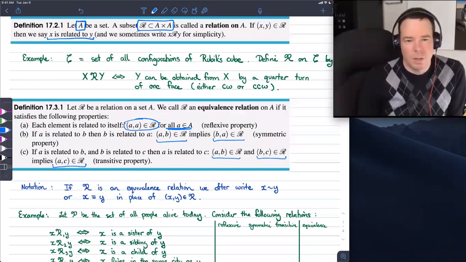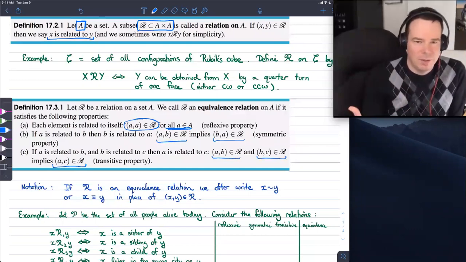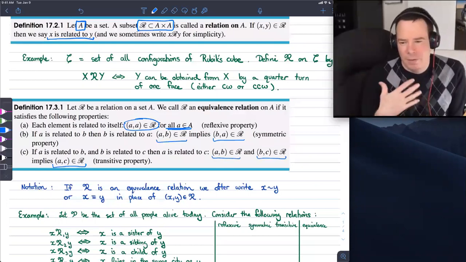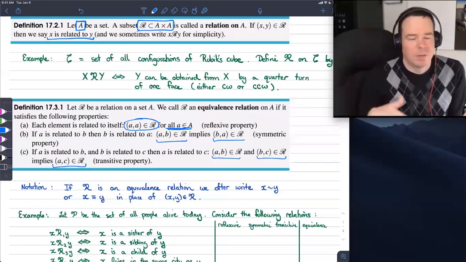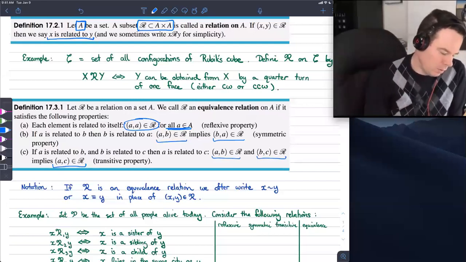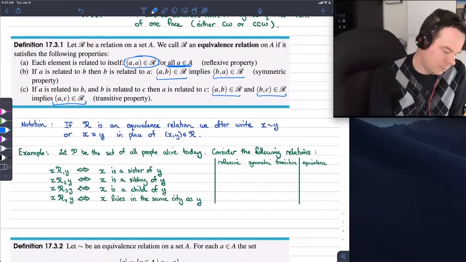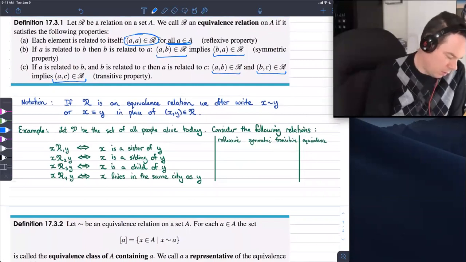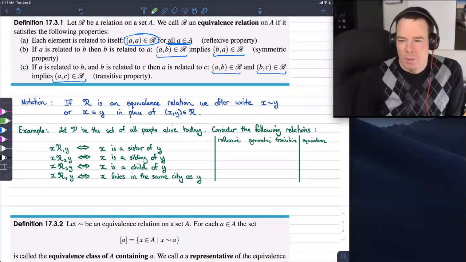And it turns out that equivalence relations are the key to partitioning sets. So any partition I have of a set gives rise to an equivalence relation. And if I have any equivalence relation on a set, that gives a way to partition it. So this is our goal, is to use equivalence relations to partition things. So let's just get a feel for what equivalence relations are. Maybe one bit of notation first.